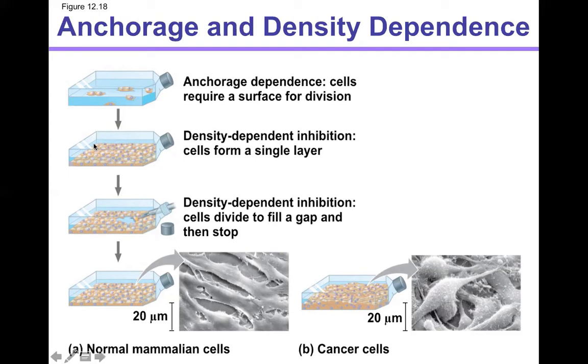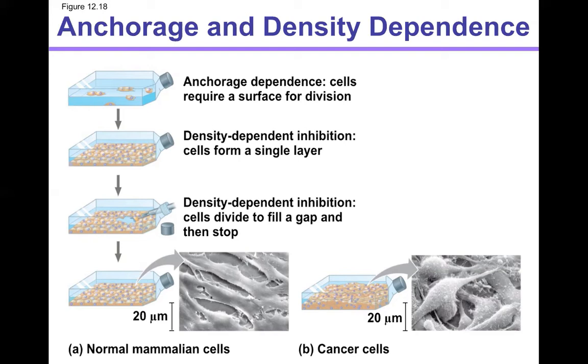So you can see here, at this point, we have anchorage dependence. Those cells start to divide. And then once you form that single layer, it stops. But if you remove some cells and you have more space, then the cells will divide again. Okay. Now, the reason for this, again, is because in a single layer, you have a huge amount of surface area for resources to come into those cells. So things like oxygen and glucose.